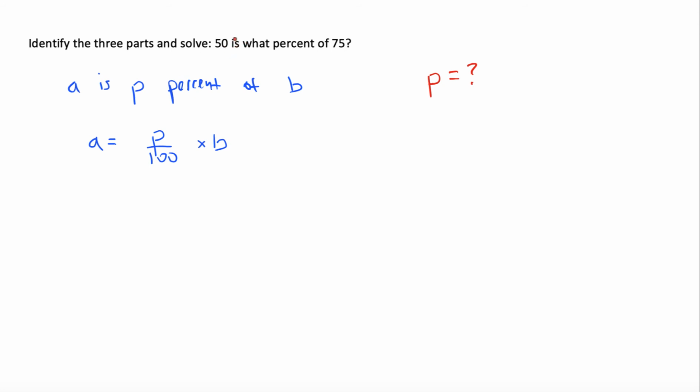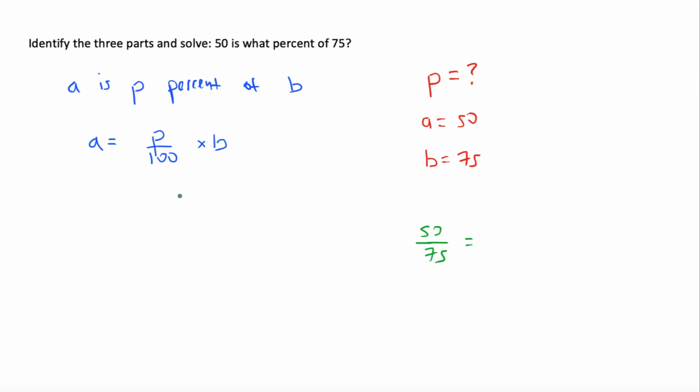If you look for the word "is," that tells you what the A value is. A is 50, and this is out of 75. You can imagine you got 50 over 75 on an exam or a quiz, and you're wondering what percent that is. Essentially it's the same thing. Notice here that P is the unknown.